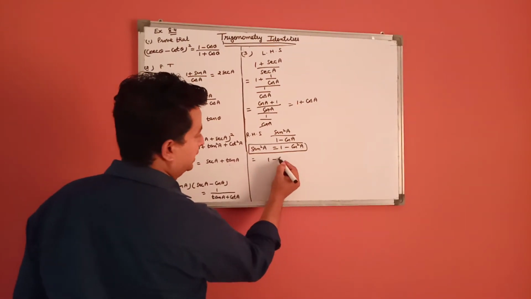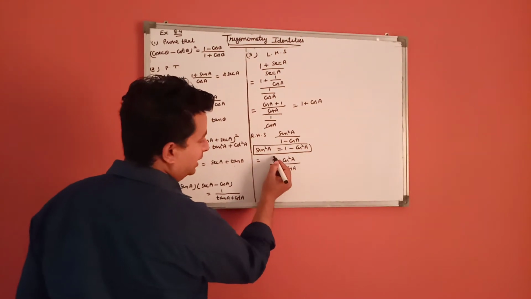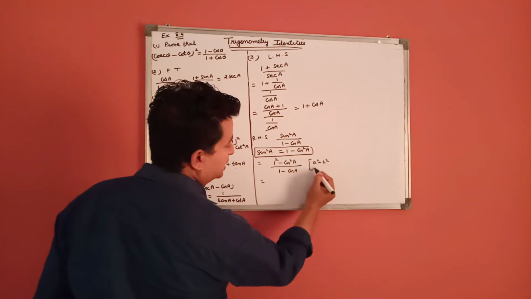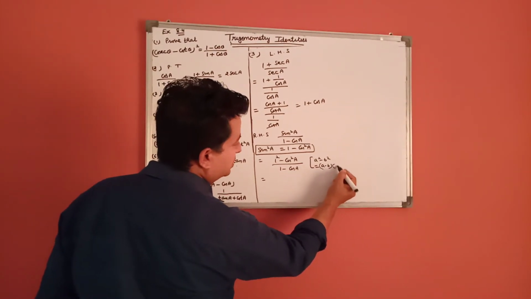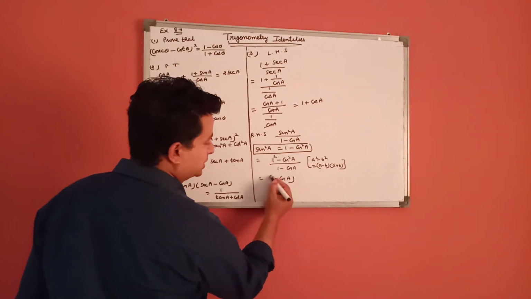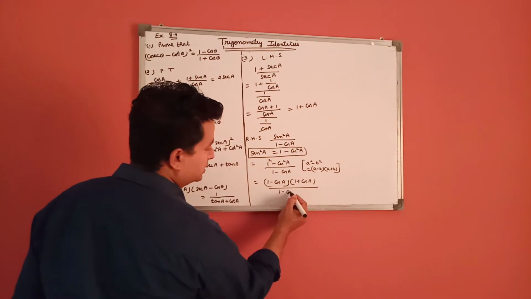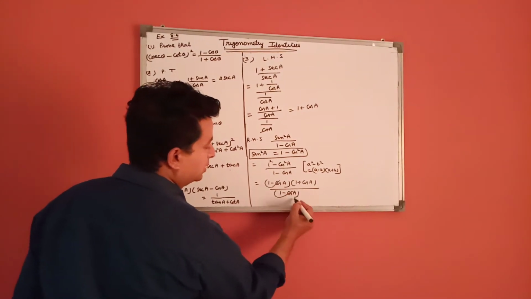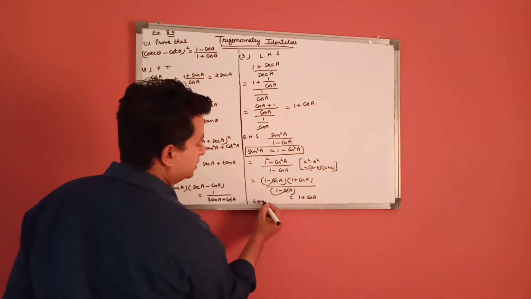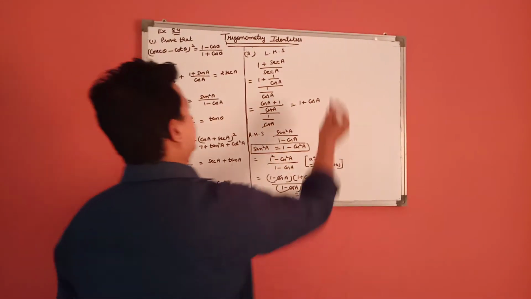We use the identity 1 minus cos A. Take 1 as 1 square. In this we use the identity a square minus b square equals a minus b, a plus b. So it becomes 1 minus cos A, 1 plus cos A over 1 minus cos A. These two cancel out. This is 1 plus cos A. That is LHS equal to RHS, left hand side equal to right hand side.